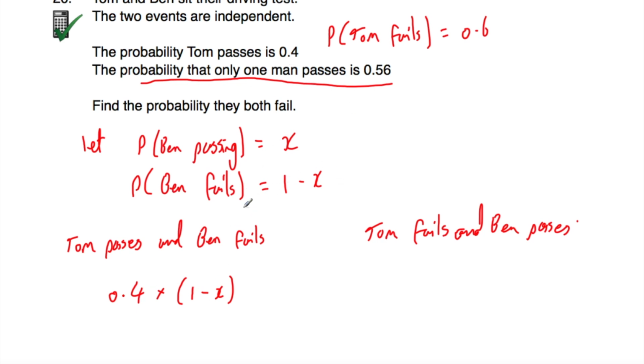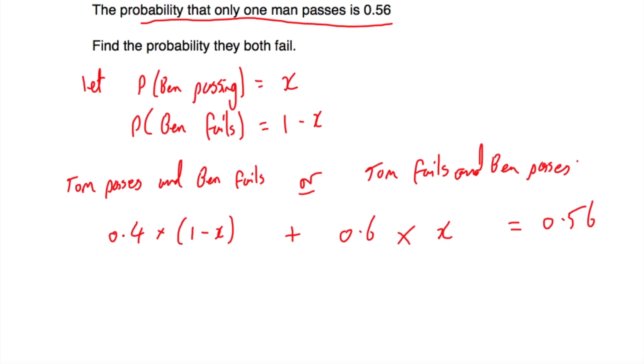Because it's either this option or that option, we're going to add them together, because it's one man passing. We'd work out each probability and then add them together, so I'm going to put plus. Then Tom failing is 0.6, multiplied by Ben passing, which is x. So we would do 0.6 multiplied by x to find the probability of Tom failing and Ben passing. And we know that the probability of only one man passing is equal to 0.56.